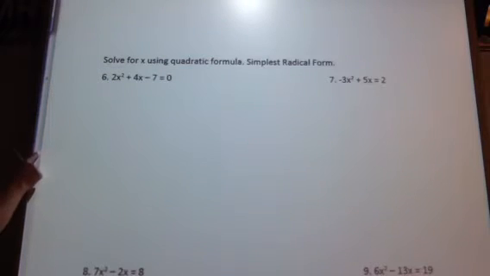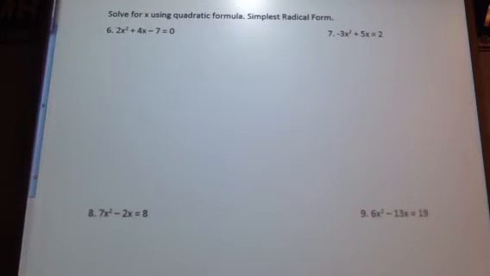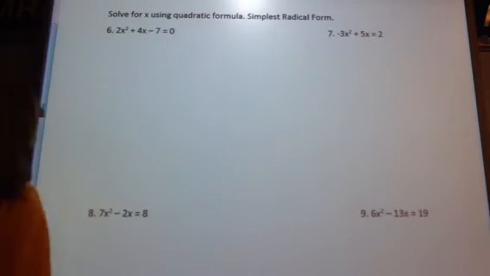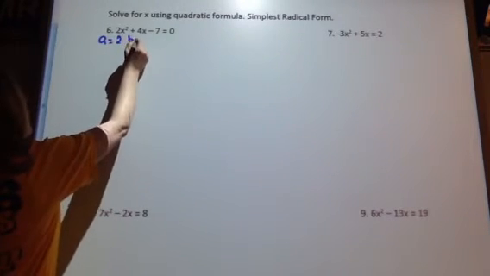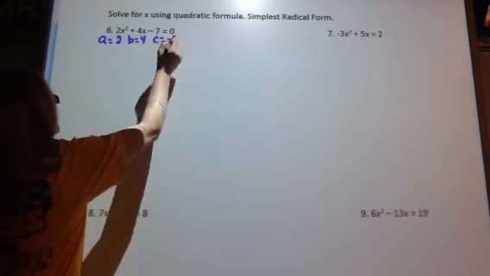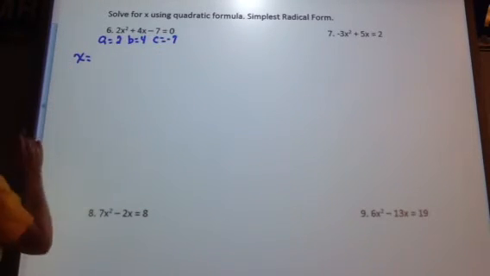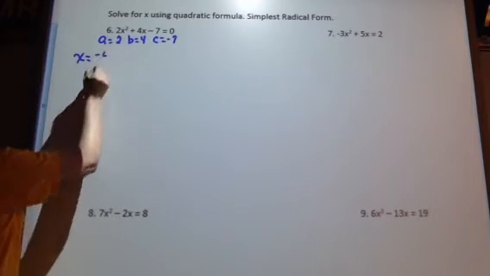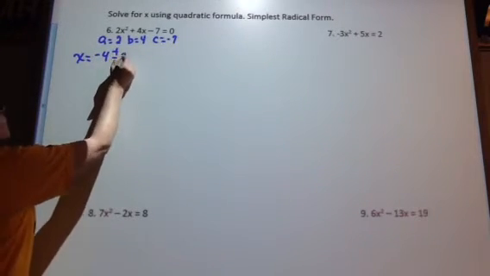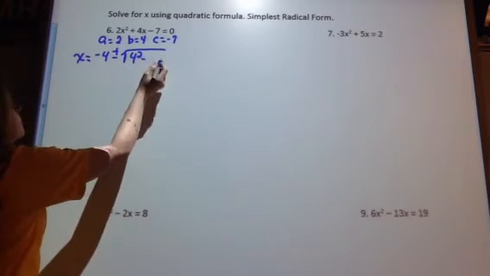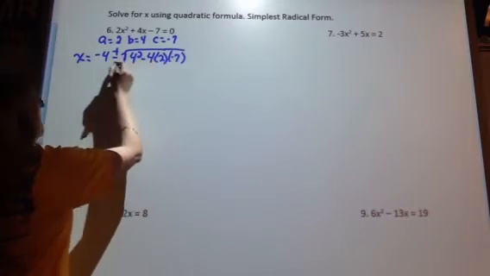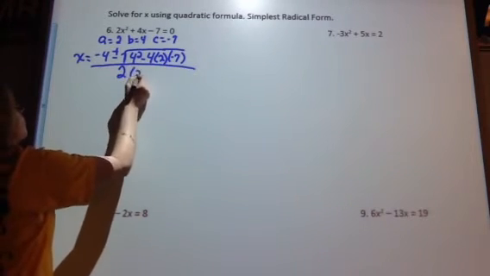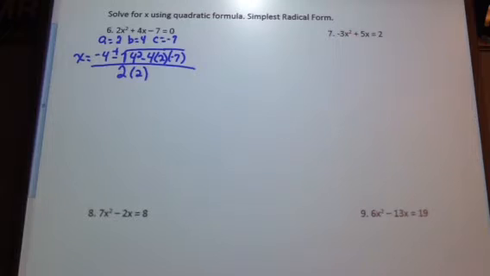And let's go on to the second part of this, where we're solving with the quadratic formula and putting the answer in simplest radical form. So let's look at this first one here. Do the same thing we did before. Identify your A, B, and your C. Substitute in. Opposite of B is negative 4. Okay, substitute into your formula. Simplify.